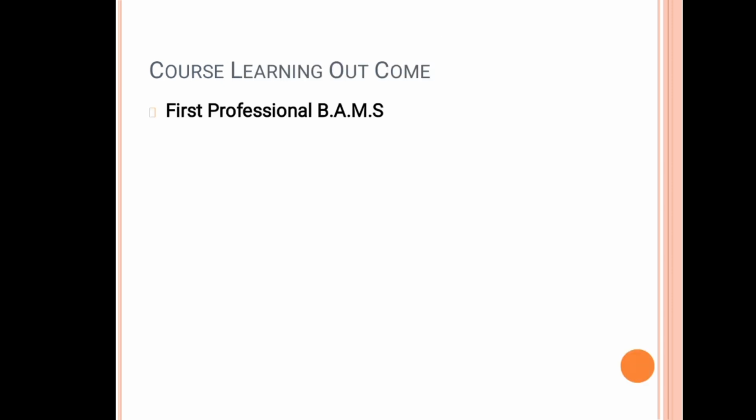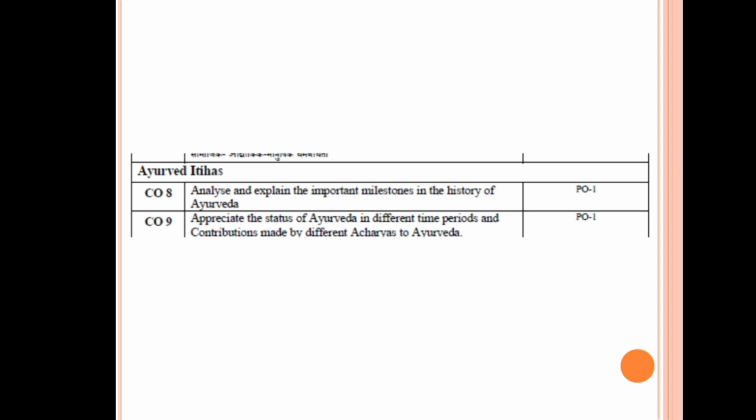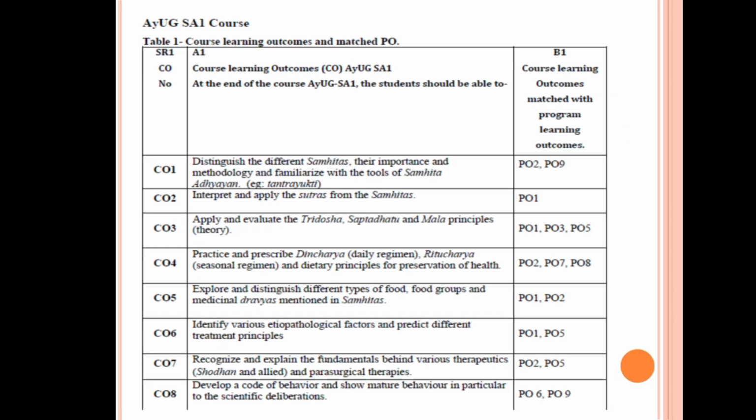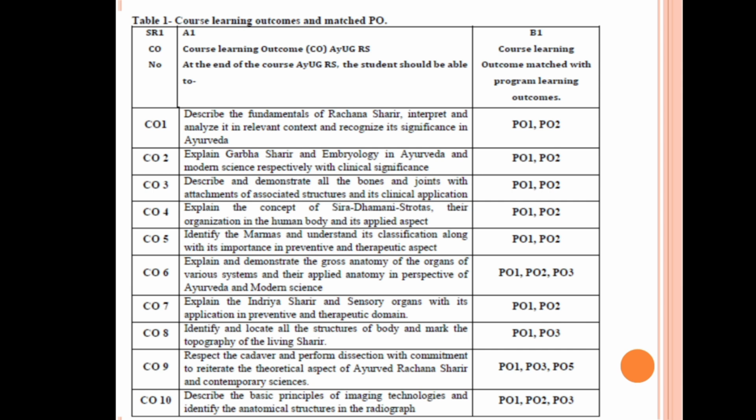Now quickly we will go through the course learning outcomes of each course or subject of first professional BAMS. For Sanskrit there are 7 course outcomes mentioned. For Ayurveda Itihas, 8 and 9, that is 2. Next, for Padarth Vigyan there are about 5. For Samhita Adhyayan 1 there are 8 course outcomes mentioned. For Kriya Sharir 8 outcomes are mentioned, and for Rachana Sharir 10 outcomes are mentioned.